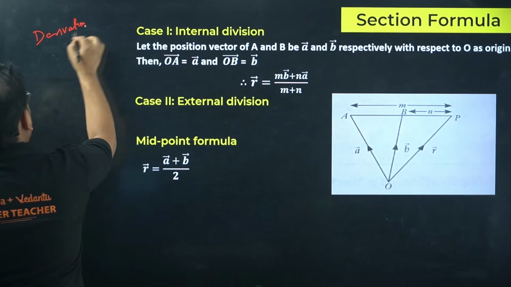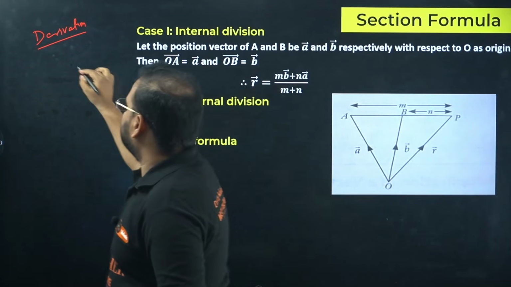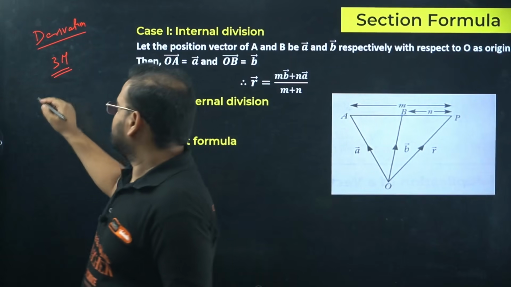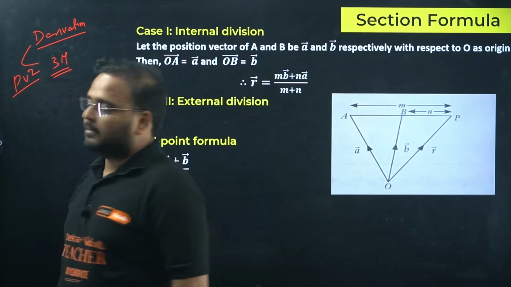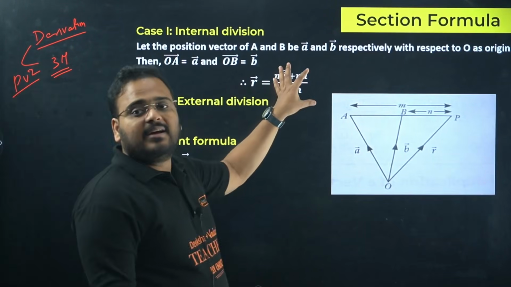Derivation is important in the boards. It will be a 3-mark question if it is coming for PU2. Now, again, this is a formula for internal section.